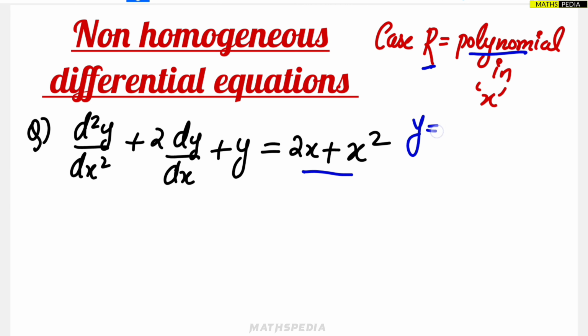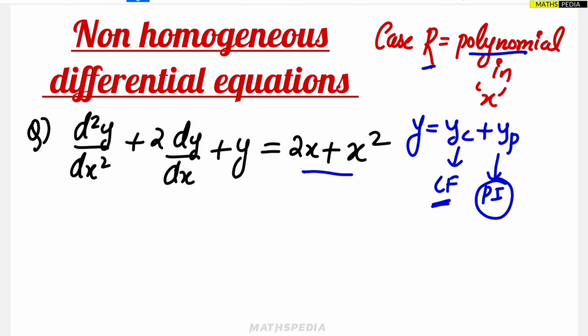The solution is always given by what? yc plus yp for the non-homogeneous differential equation, where yc is the complementary function and yp is the particular integral or particular function. Now, the particular integral depends upon the RHS as well as the LHS, but the CF, the complementary function, always depends upon the LHS part. So it's the same for all the cases, but yp will change for different cases.